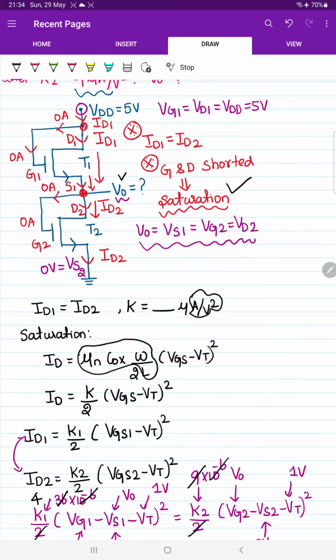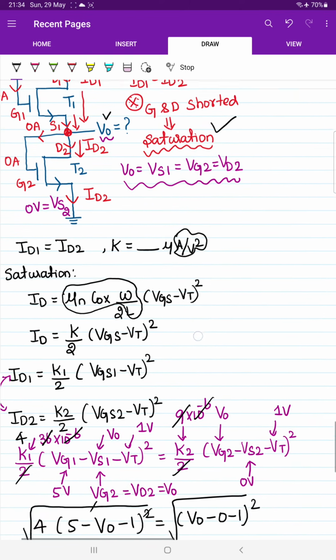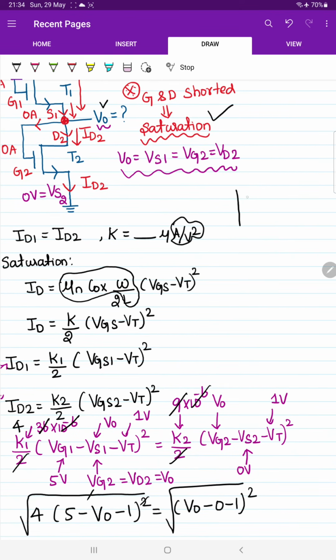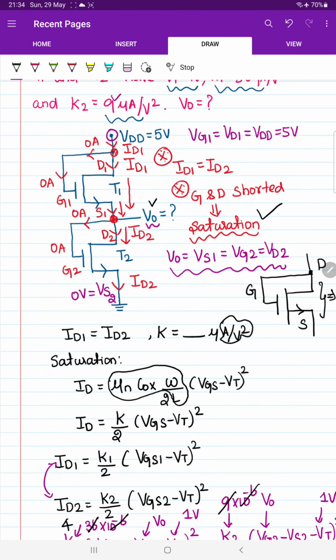I have directly written the conclusion that whenever in a transistor the gate and drain terminals are shorted, the transistor is always like this, and this is the source terminal. If this gate terminal is shorted with the drain, this is drain, this is gate, then that region of operation, this transistor will always be in the saturation region. That's what I concluded, right? You can just cross check for this circuit whether it is correct or not.